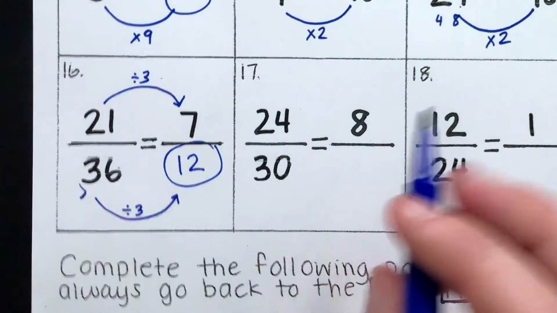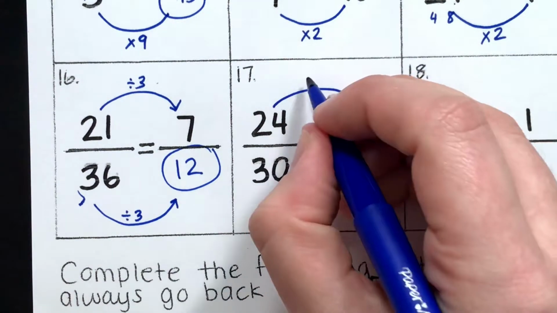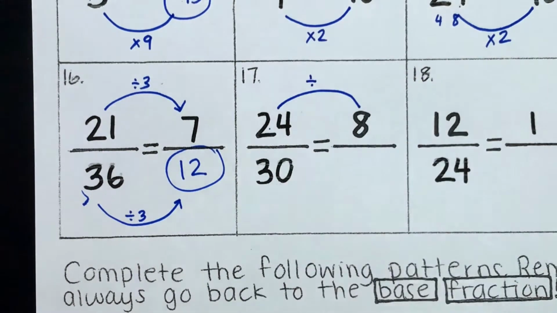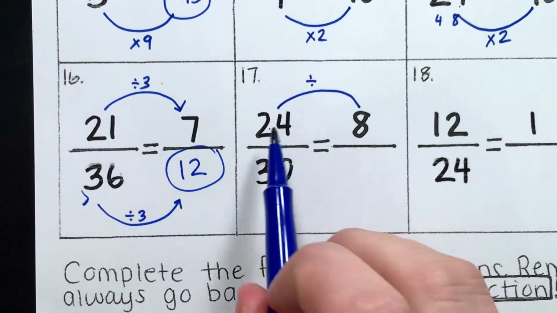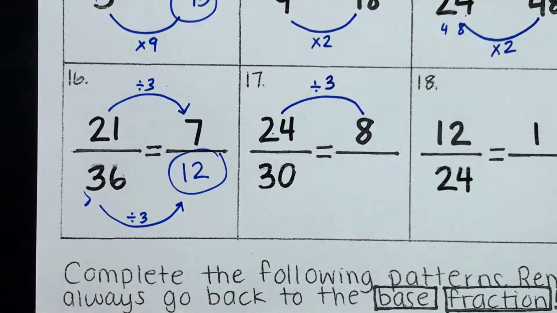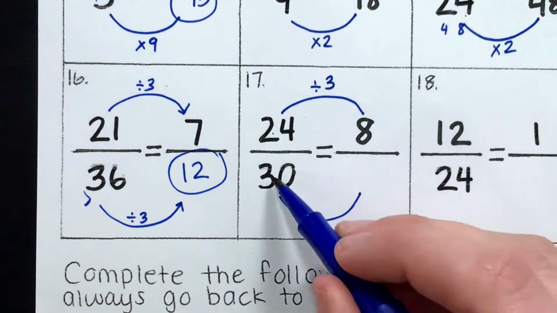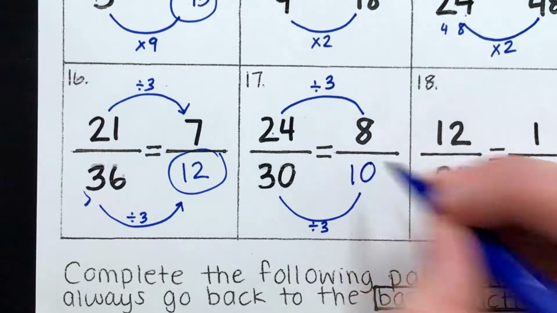Okay. Same thing here. You just have to find the connection. Since we're going from a bigger number to a smaller number, we're dividing. 24 divided by what gives me 8? Again, it's 3. Dividing by 3. Here we need to divide by 3 as well. So 30 divided by 3 is 10.